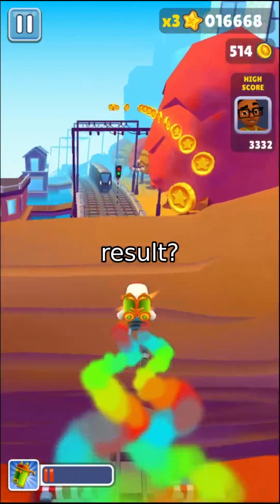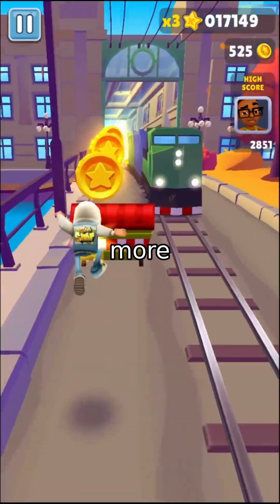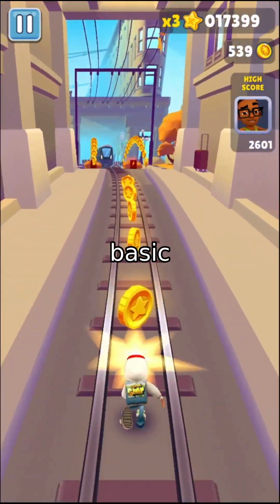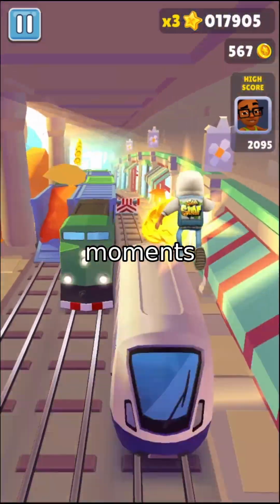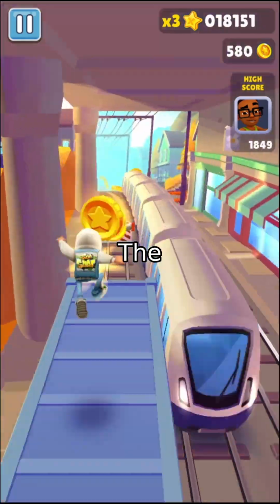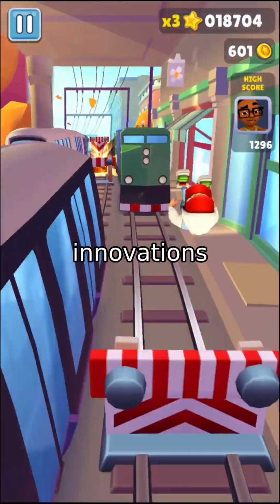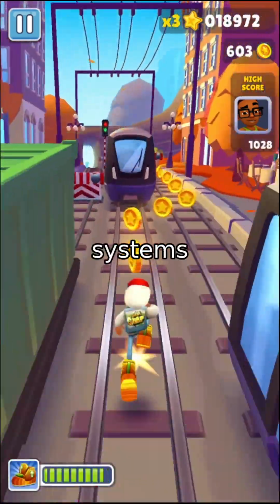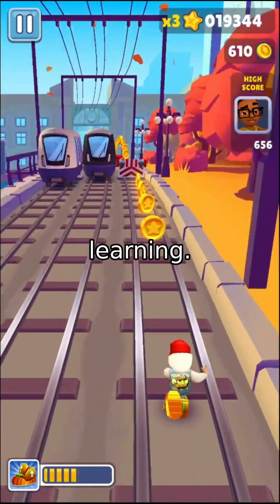What's the result? Experiments show RAR outperforms older methods, helping students master concepts more efficiently. Whether you're tackling basic arithmetic or complex physics, this approach could mean fewer frustrating guesswork moments and more targeted practice. The future of education isn't just about access, it's about precision. And with innovations like RAR, we're one step closer to systems that truly adapt to you. Stay curious, and let's keep exploring the science behind learning.